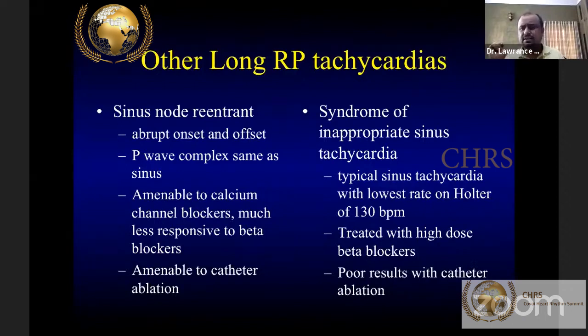A lot of the time it requires a high dose. One drug which is used more commonly nowadays is ivabradine, which can give good control over this tachycardia. Because it comes from the sinus, it's very difficult to ablate this tachycardia. Although we try to modify the sinus nodal area, this is a very difficult tachycardia to ablate.